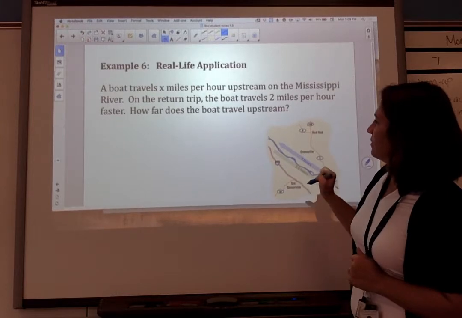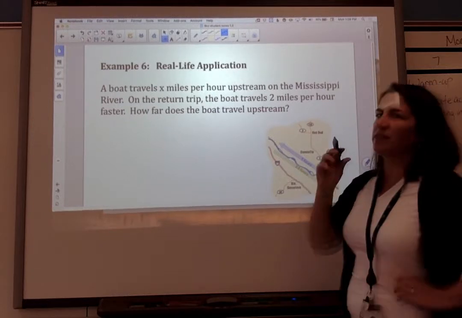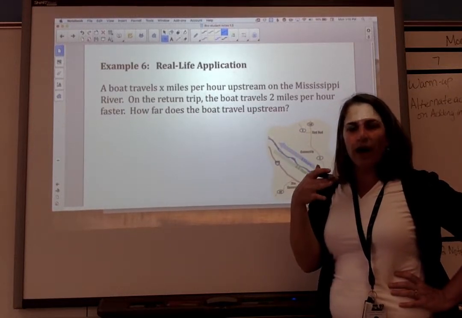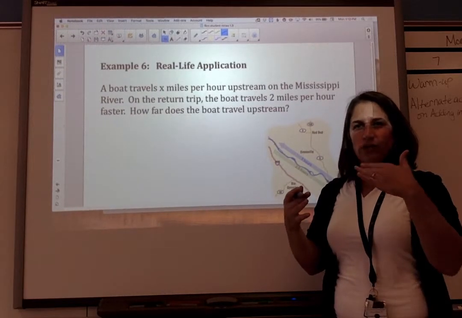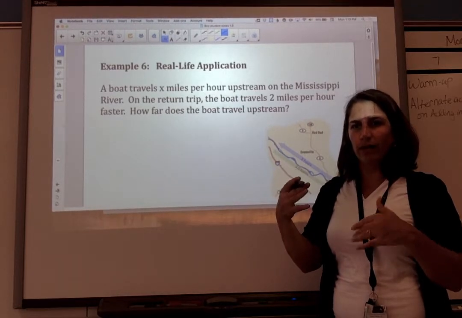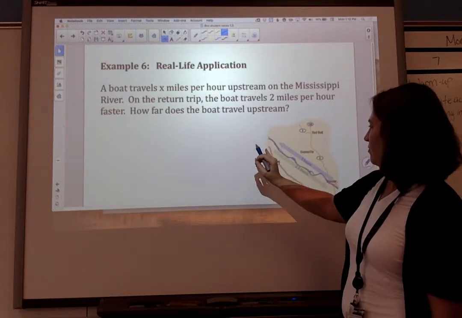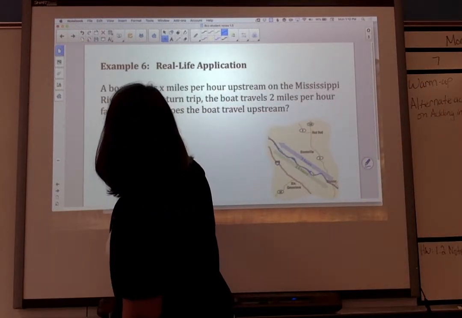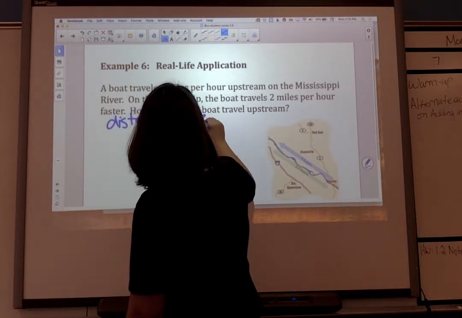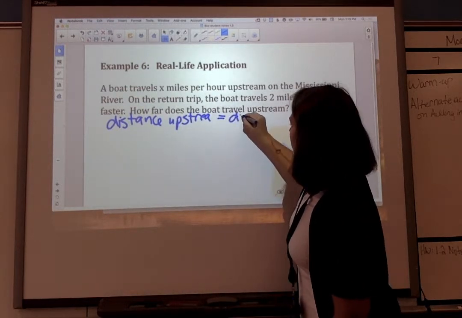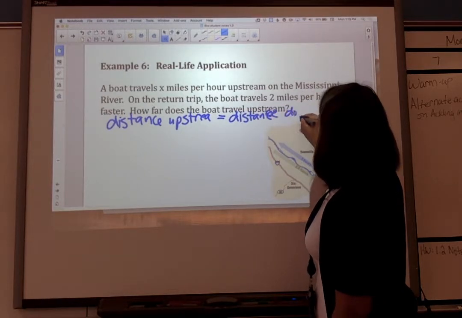So we're given the miles, we're given the time it takes, and we know that x is the miles per hour. So let's think about this. If x is miles per hour, and then if we multiply that by how many hours, that's what gives us the distance, right? Miles over hours times hours would be miles. So in this case, we can set the distances equal to each other because they're the same. So we can say the distance upstream equals the distance downstream.